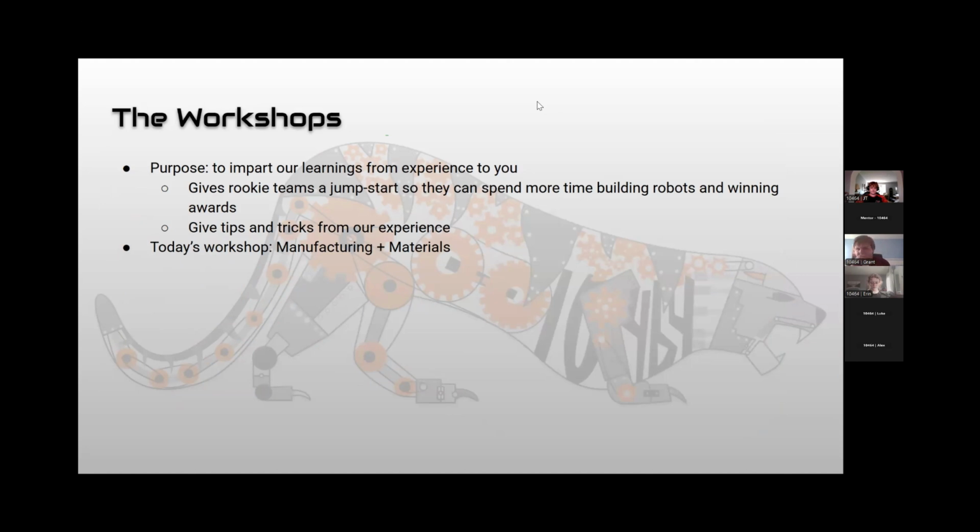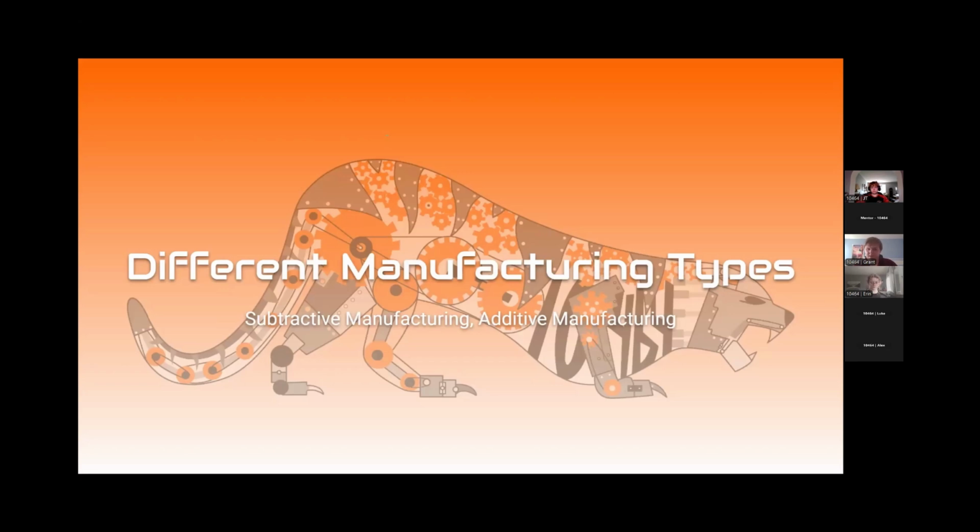With all these workshops, our purpose is to give you learnings from our experiences and to help give you a jump start into your season and give you tips and tricks that we've learned. And we're going to be talking to you about how manufacturing and materials incorporates with FTC. So we're going to start with the different types of manufacturing.